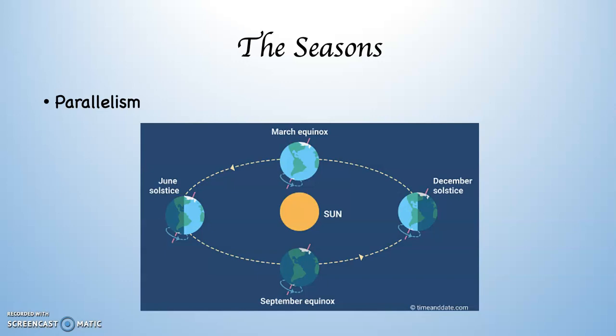In other words, today, Tuesday, the Earth's axis is parallel to where it was on Monday, which is parallel to where it was on Sunday, which is parallel to where it was on Saturday, and so on.